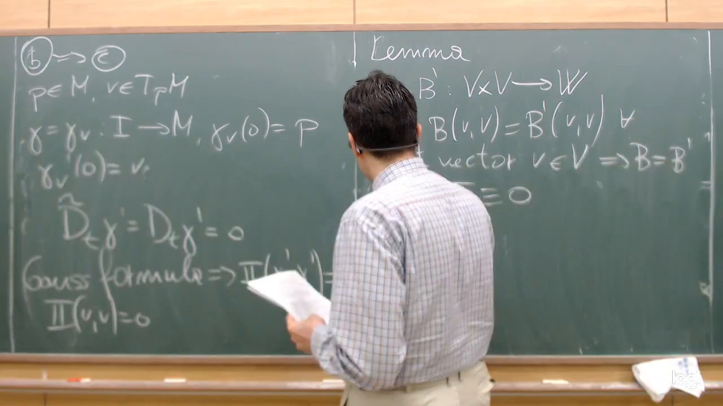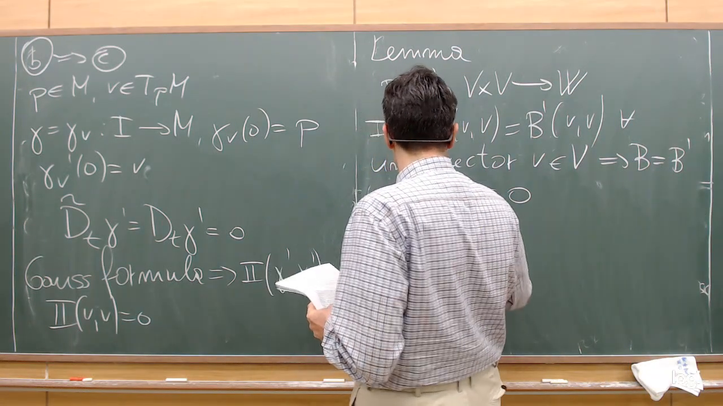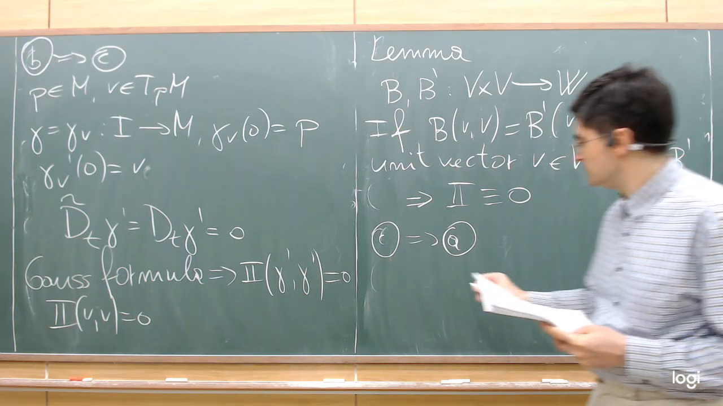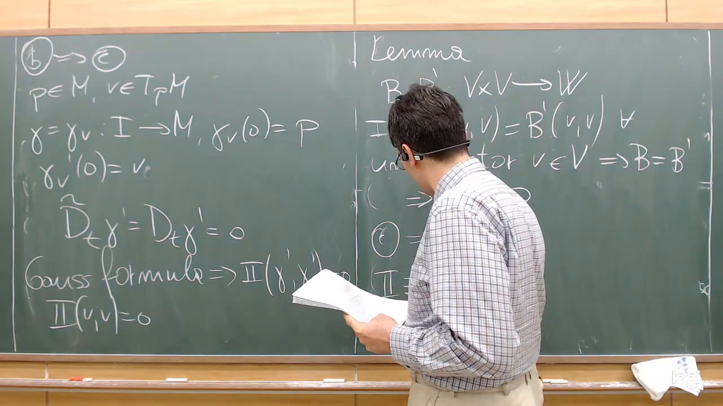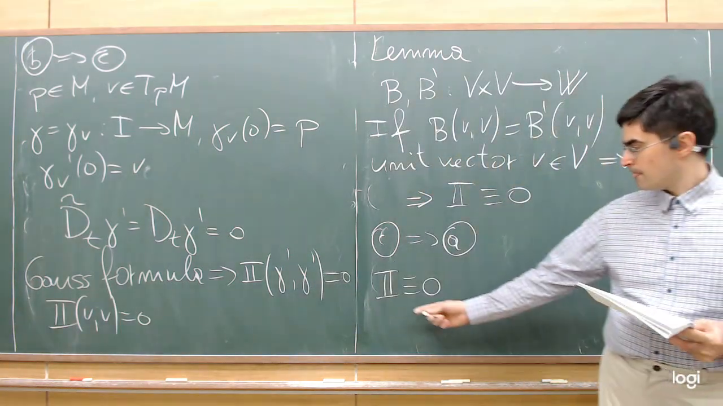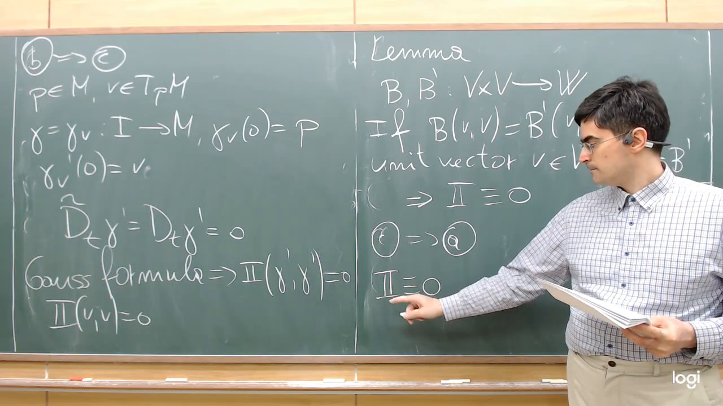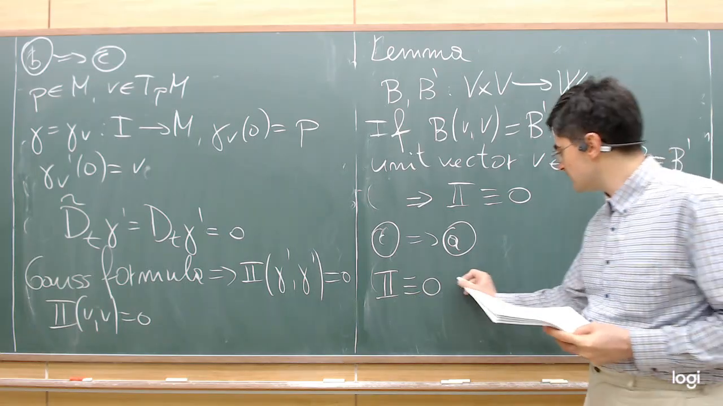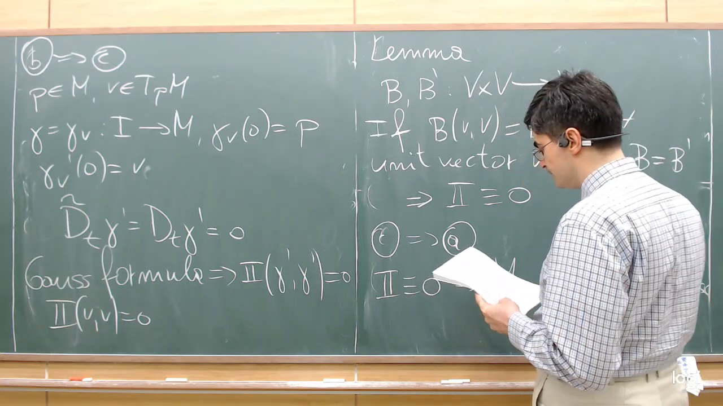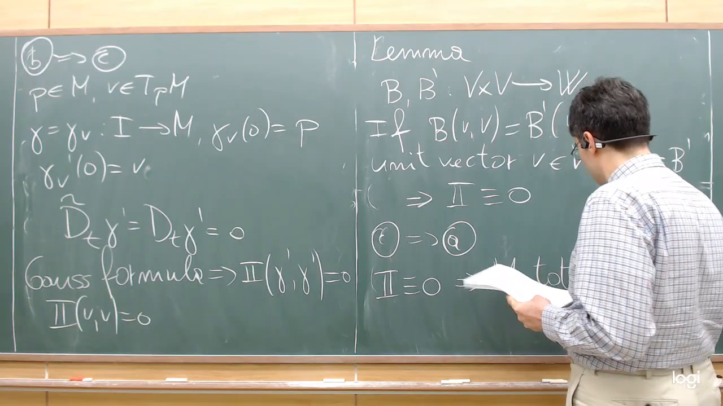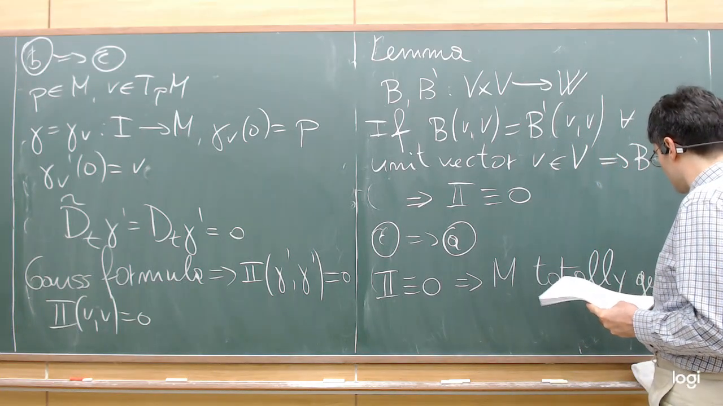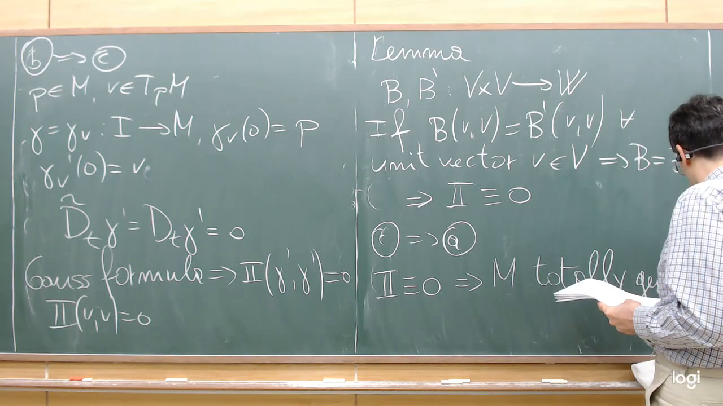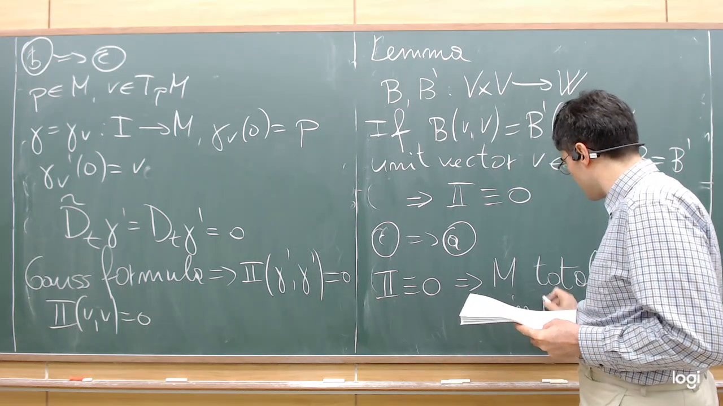Now we have to prove that C implies A. So we have to prove that from this identity it follows that M is totally geodesic in M tilde.